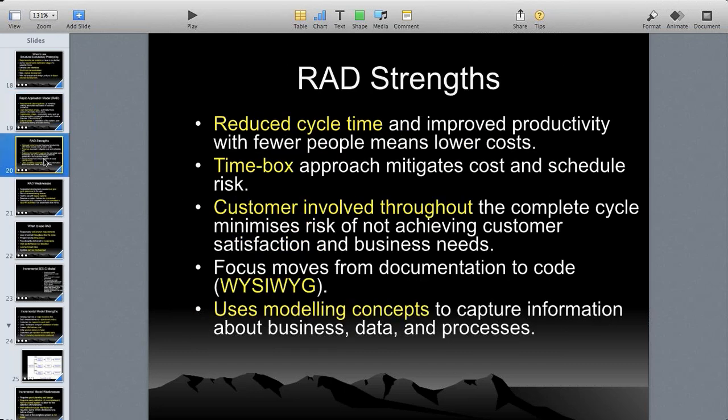Next page. RAD strengths: reduced cycle time, meaning life cycle time, and improved productivity with fewer people, which means lower costs. Less people, less cost, more productivity. Time box approach mitigates cost and schedule risk. You will have a particular time box, and within the time box you have to finish it up. Customer involvement throughout the complete cycle minimizes the risk of not achieving customer satisfaction and business needs. The client will always be with you.